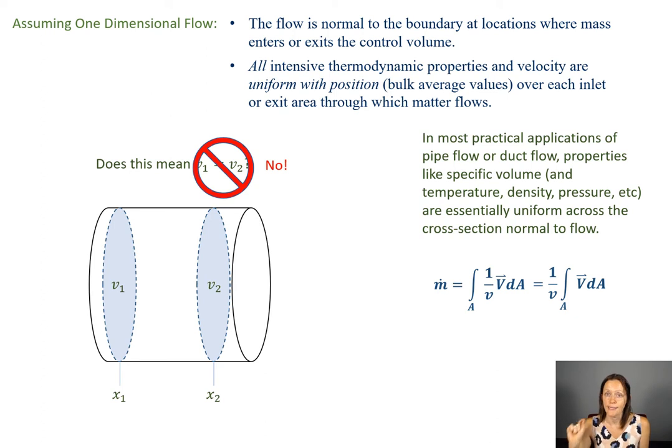The answer is they are different. They are not the same. So don't make that mistake. That's not what 1D flow means. It's referring to how properties change across that cross-sectional area, not down the line.